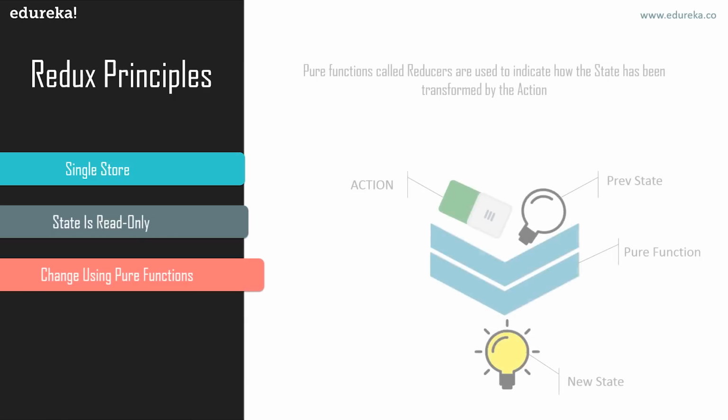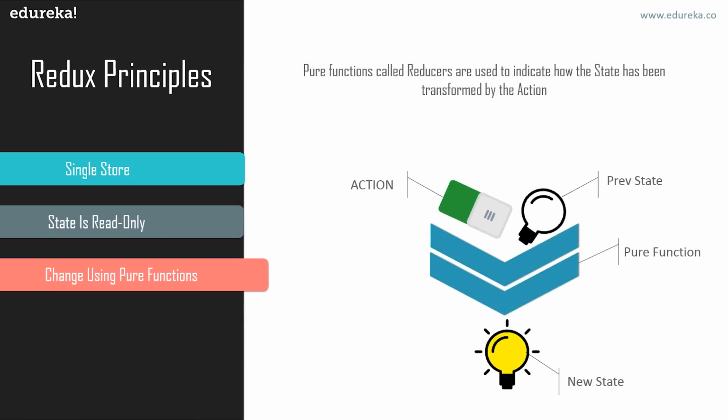And finally, we are talking about the third principle of Redux, that is changes are made with pure functions only. To specify how the state tree is transformed by actions, we write reducers, or pure functions. Pure functions are called reducers, and they are used to indicate how the state has been transformed by the action. Reducers are just pure functions that take the previous state and an action.